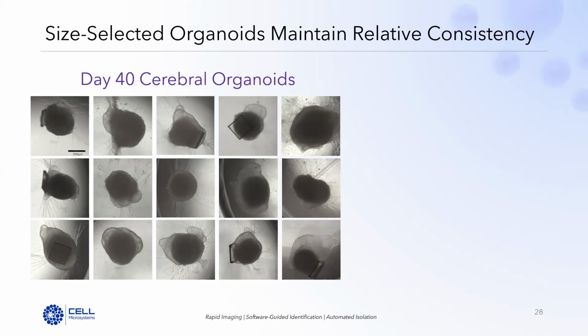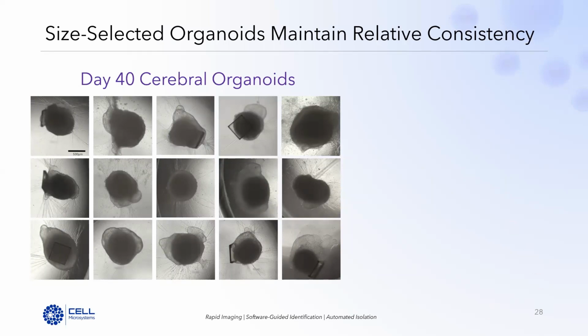So here you're just looking at replicate wells, and while the morphology does represent the heterogeneity of the population, we have roughly the same size organoids, and they all have these mature neural outgrowths from the main organoid body.